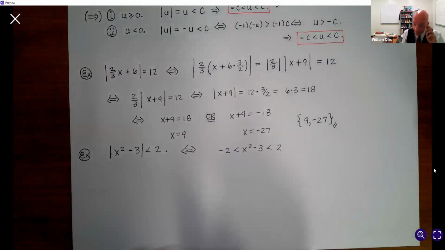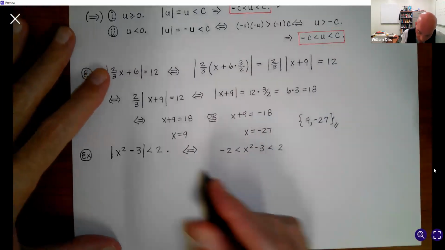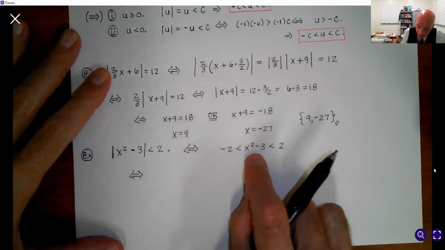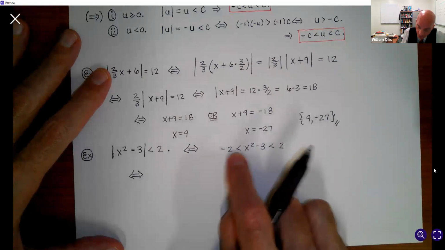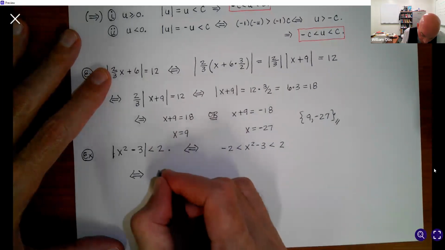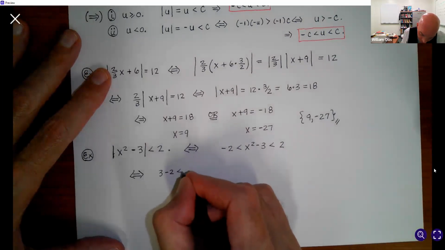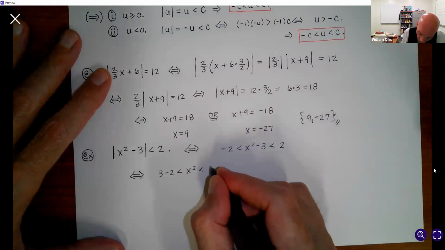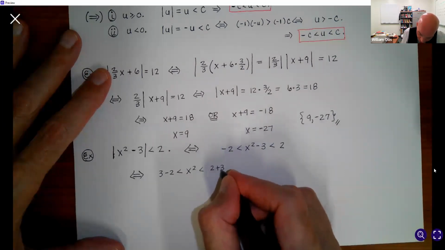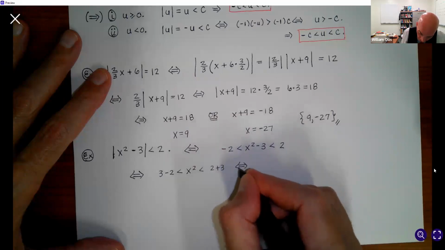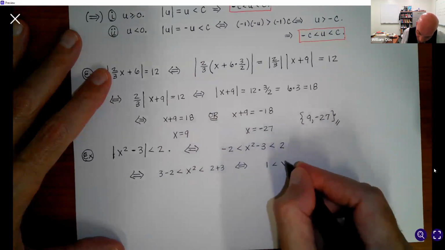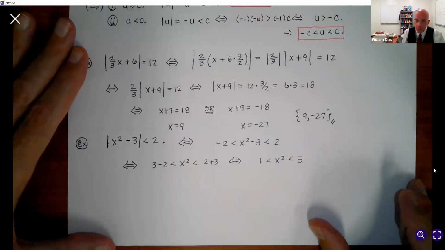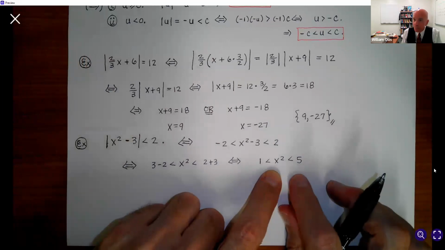And so let me just write a few things here. Say, for instance, you just said, okay, well, if this is the conjunction, then we add 3 to all sides. So 3 minus 2 is less than x squared, which is also less than what? 2 plus 3. Okay, so now we have 1 is less than x squared, which is less than 5. Okay, so we at least have simplified it to this point.